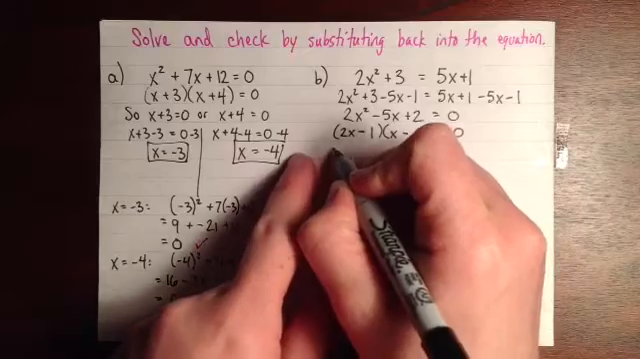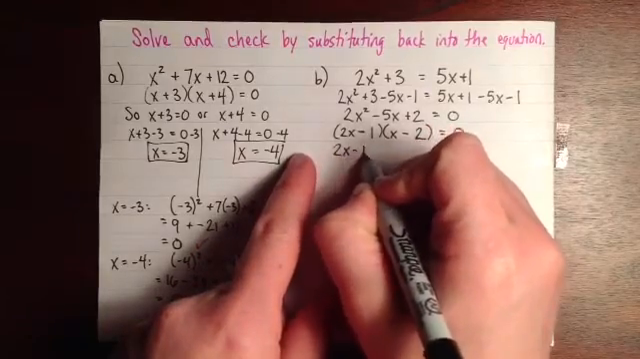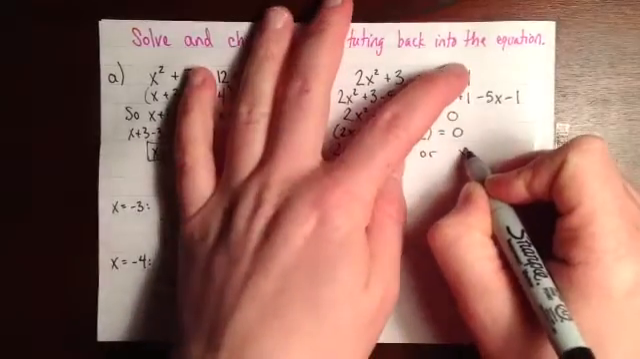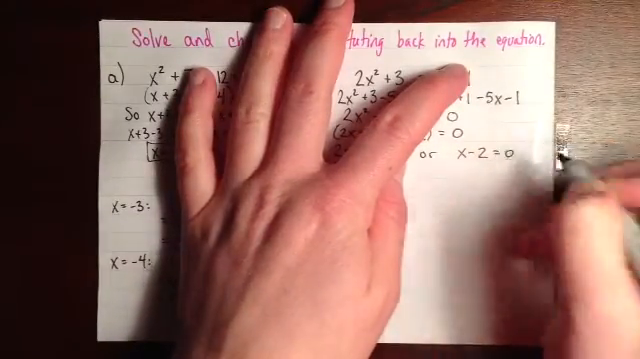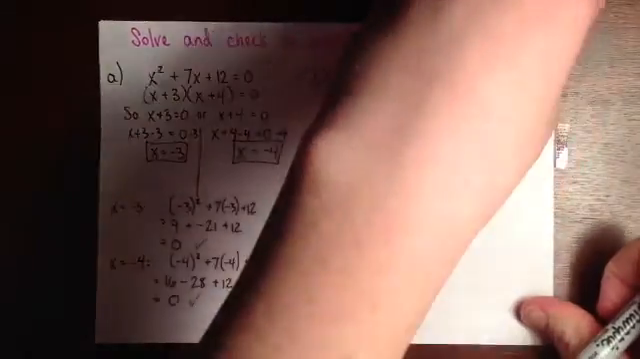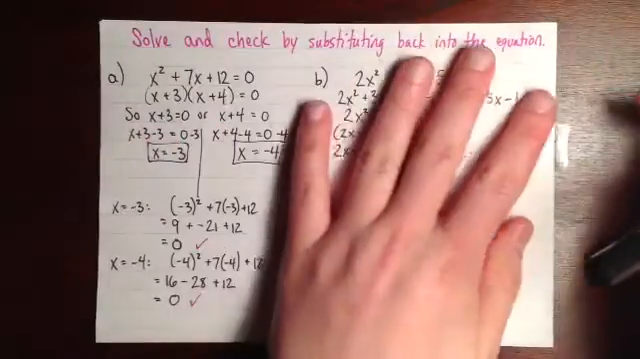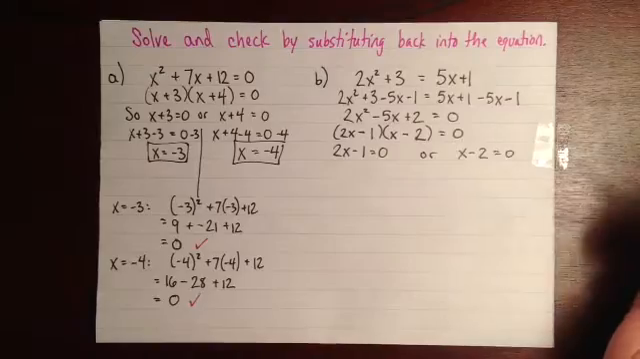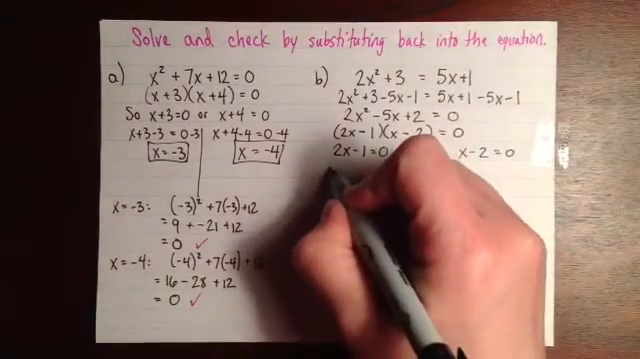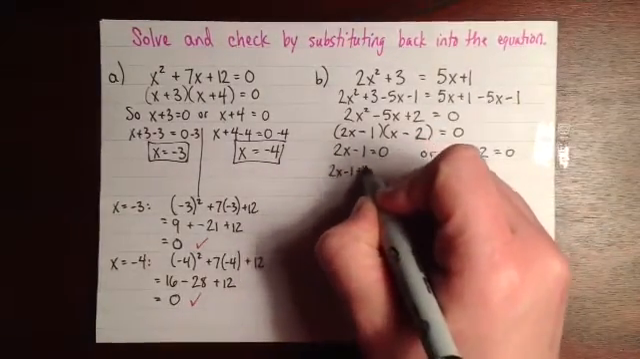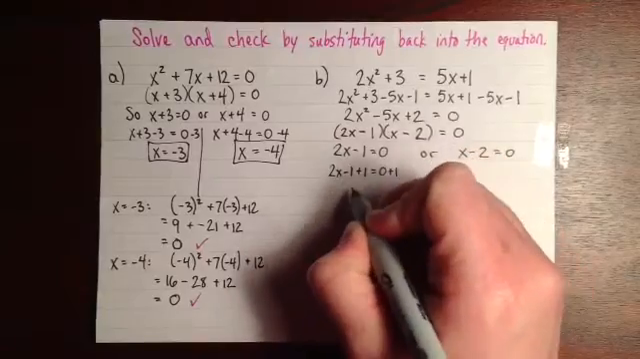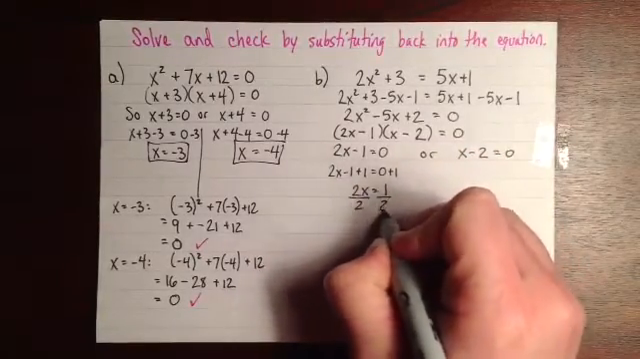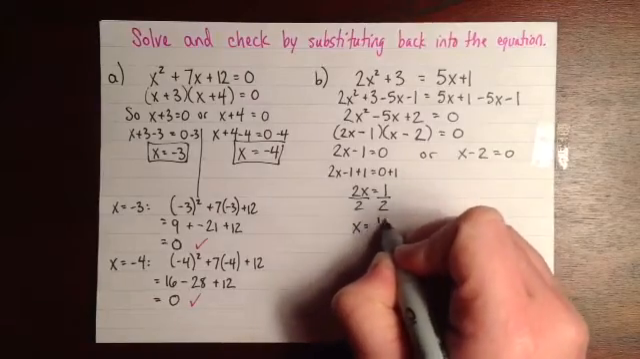So two options here. We might have 2x minus 1 equals 0, or x minus 2 equals 0. In fact, it's not necessarily one or the other. Both of them are solutions. So we just have two solutions. So in this case, we've got 2x minus 1 plus 1 equals 0 plus 1. 2x equals 1. Divide both sides by 2, and we get x equals a half.